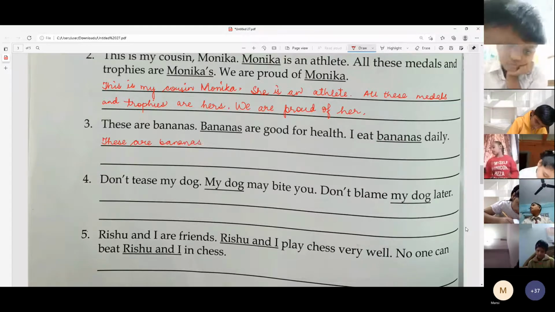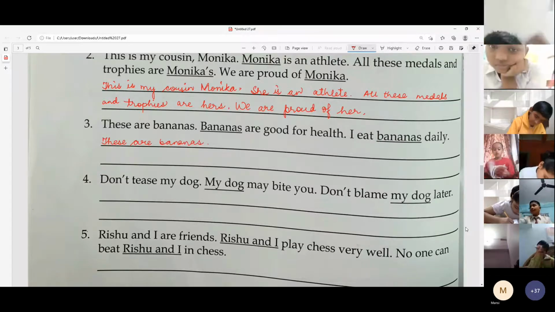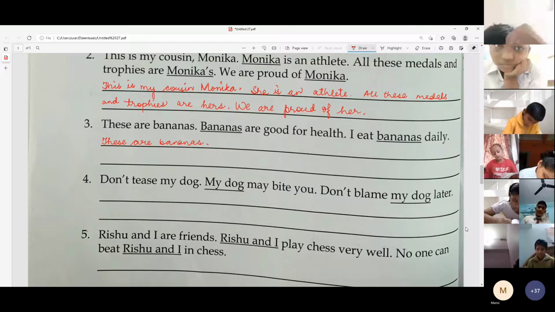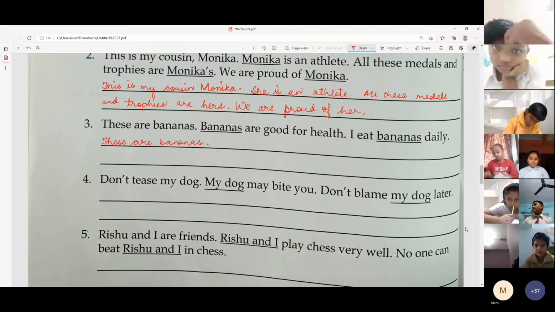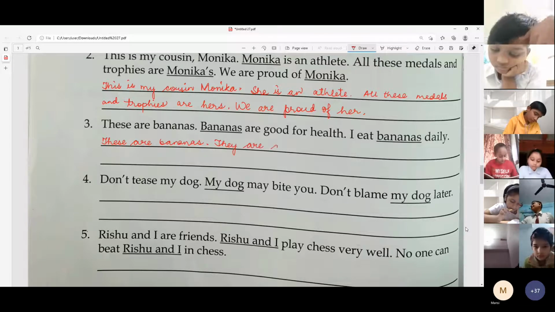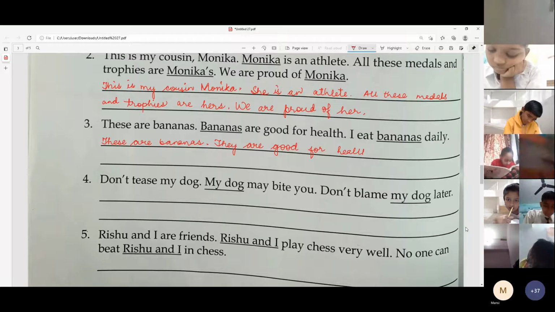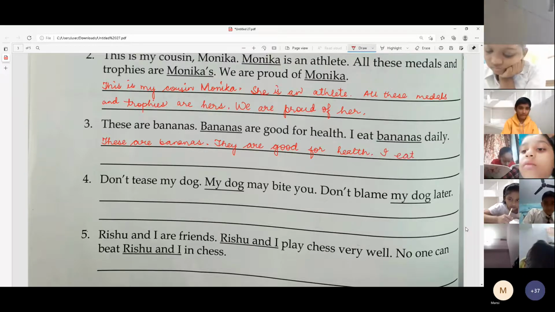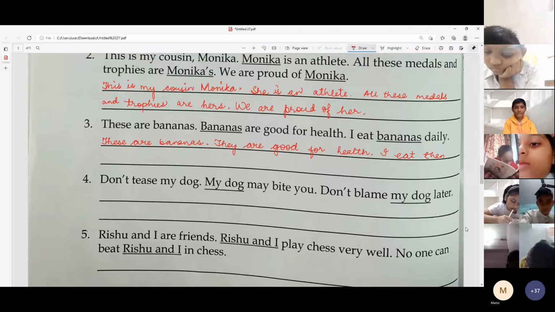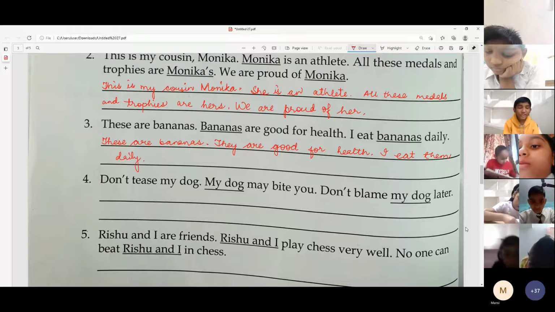These are bananas. Bananas, plural. What are you going to write? They are good for health. I eat them daily.